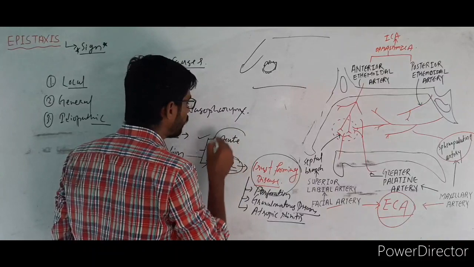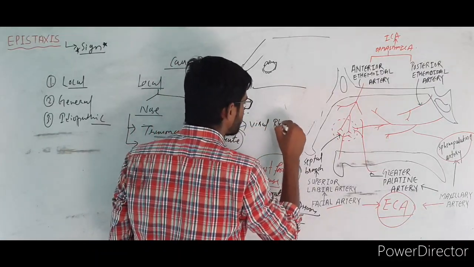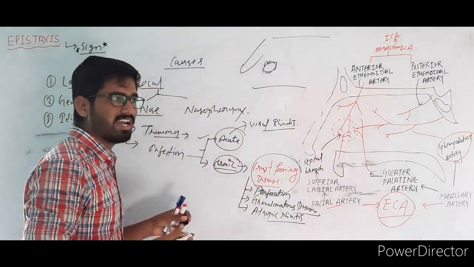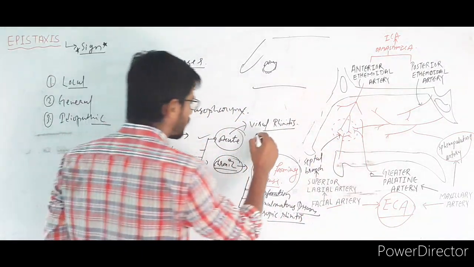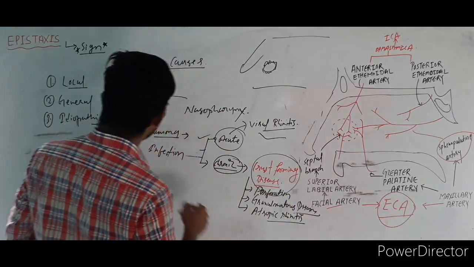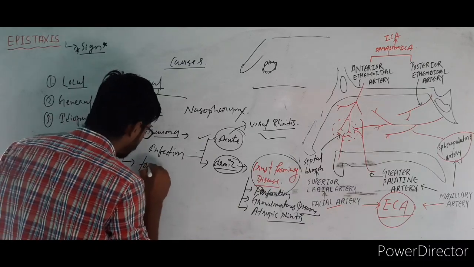In the acute form, viral rhinitis is there, and nasal diphtheria will be there. So these all are the things. Now, trauma and infection we have covered. Now we have to go to the foreign body.